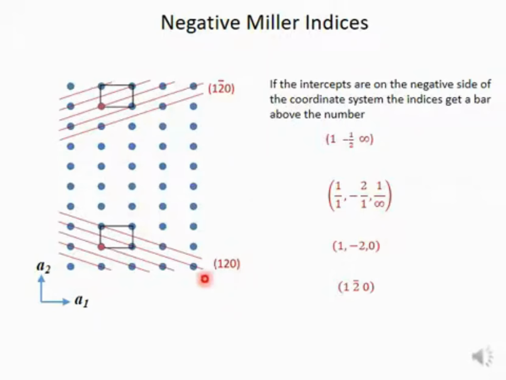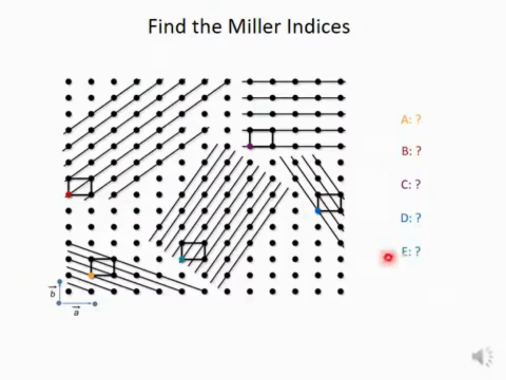Integer. 1, 2, 0. This one is a crystal plane. Next one is another set of crystals. A1. See the plane intersect along the axis. So one is 1, minus 2, 0. Another one is 1, 2, 0.